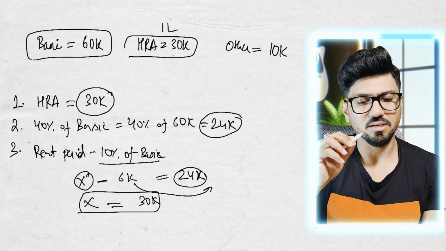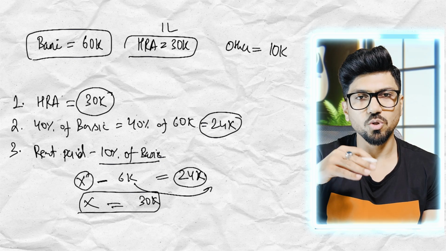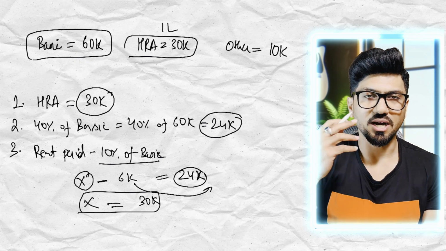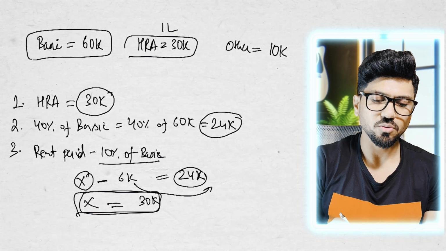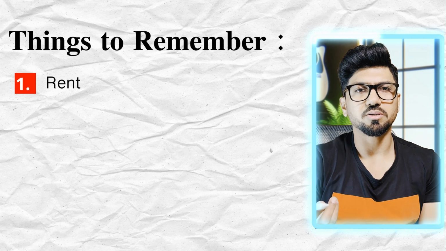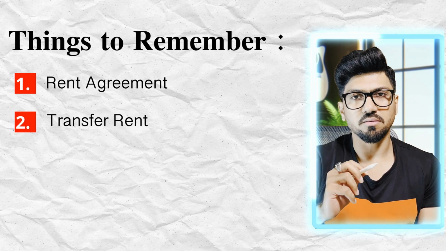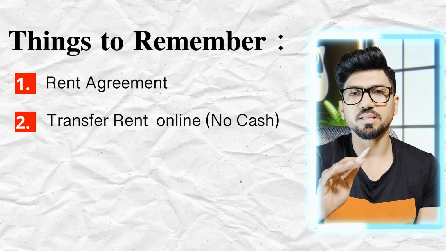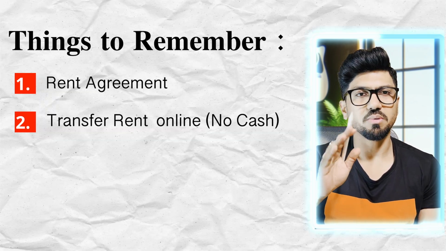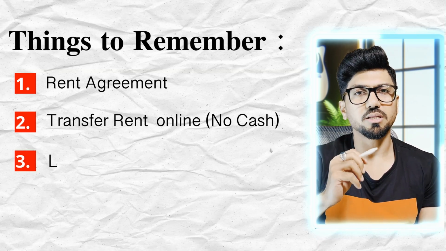If you reduce it a bit down, you will get less benefit. So what you have to ensure is you at least have to claim 30,000 rent. And it's very simple, to be honest, very straightforward. You have to have a rent agreement with the landlord that you're paying rent to. Transfer this rent always online. Cash payments are not allowed. You should never be doing that. So transfer this through any online medium so you have proof. And you also need the landlord's PAN. And if you submit all these things, you can claim the maximum HRA.